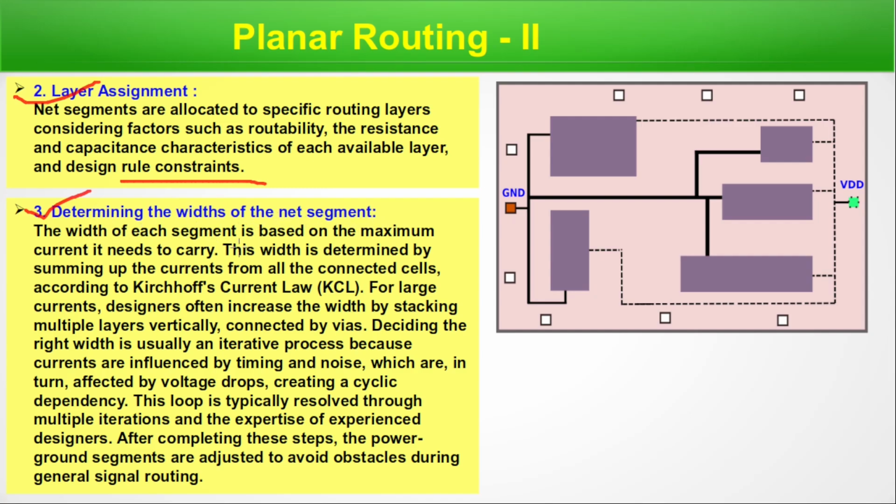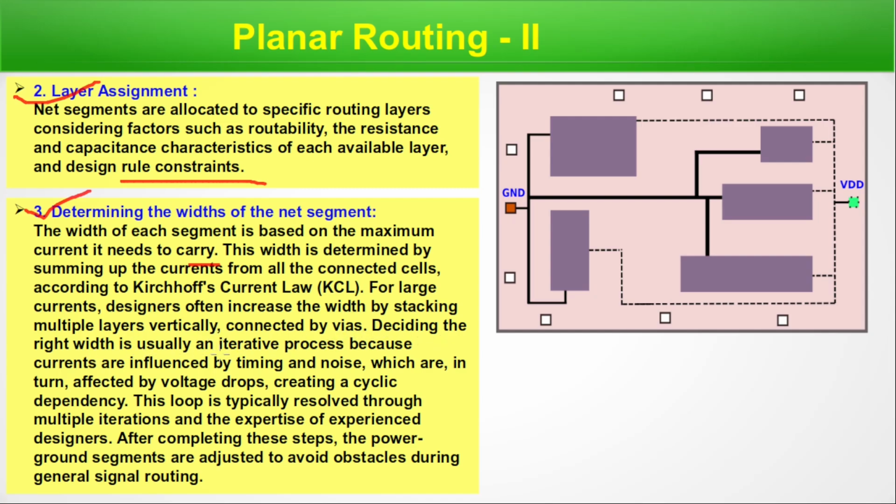The width of each segment is based on the maximum current it needs to carry. This width is determined by summing up currents from all connected cells according to KCL. For large currents, designers often increase the width by stacking multiple layers vertically connected by vias.